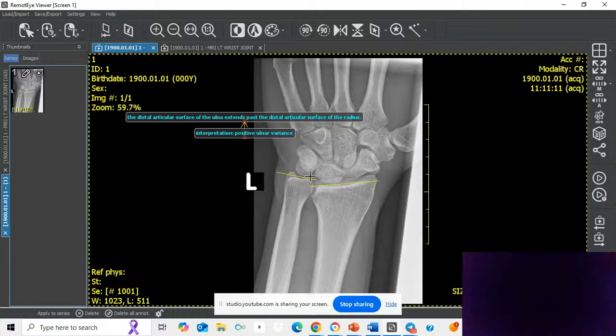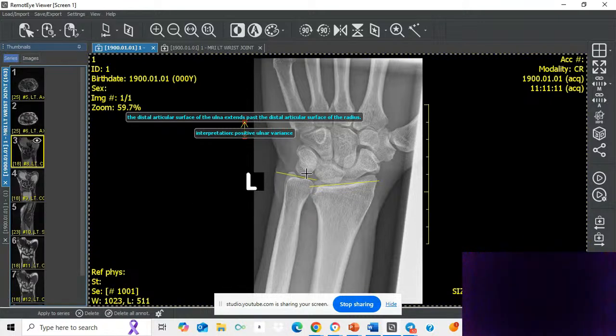So if this is disrupted, you need to check for the triangular fibrocartilage complex. This is called positive ulnar variance. So let's check for the triangular fibrocartilage complex.